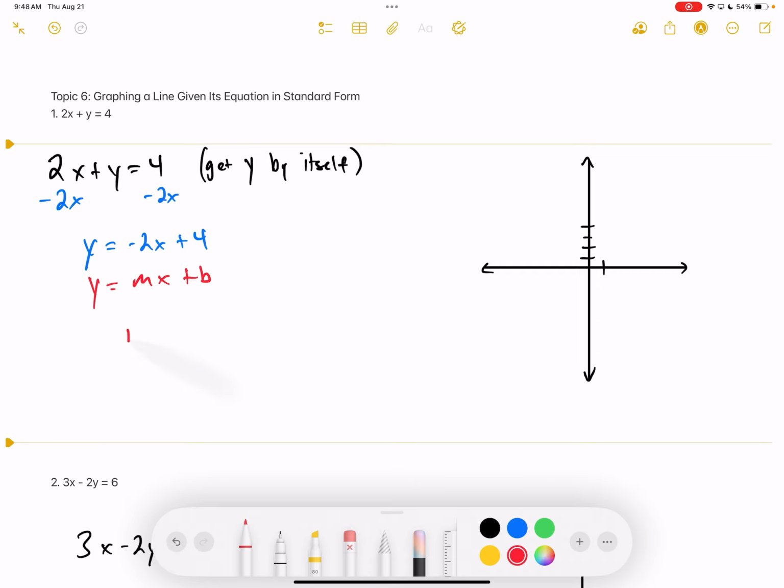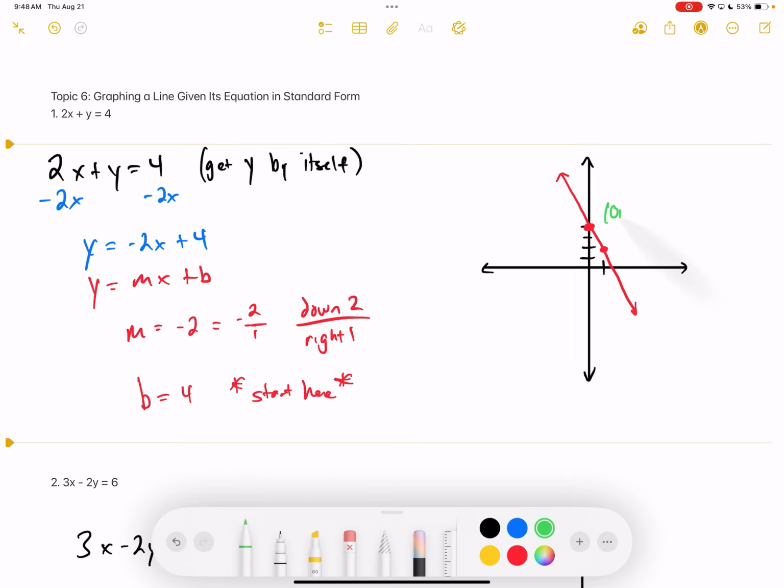Okay. So just like we were doing, my slope is negative 2, which is negative 2 over 1. It's negative, so down 2 to the right 1. And my y-intercept is 4. So I'm going to start at 4, and then I go down 2 to the right 1.